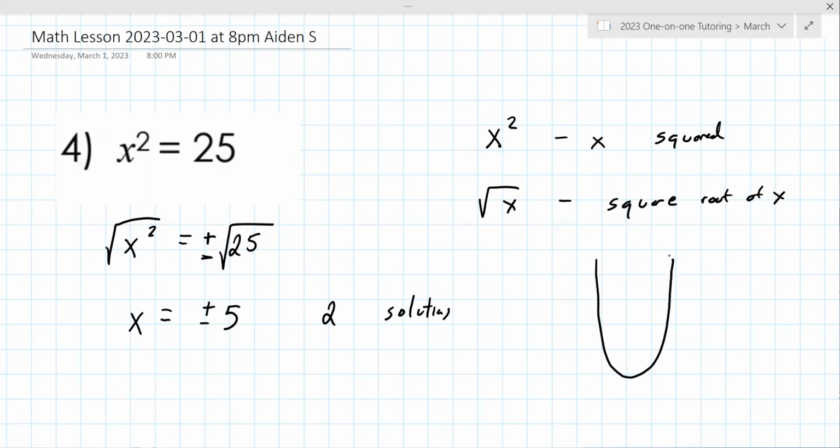Now the reason there are two solutions has to do with the graph. This is a graph of x squared. This is the graph of 25. How many times does the line hit the parabola? Two times. Do you see how it hits it two times? And that's why there's two solutions. Any questions on that before we move back to number 1? Okay.